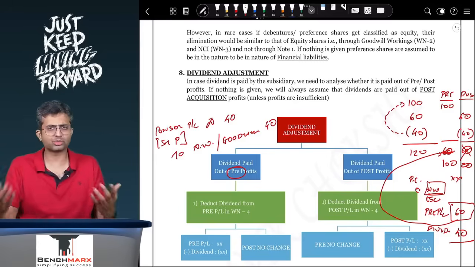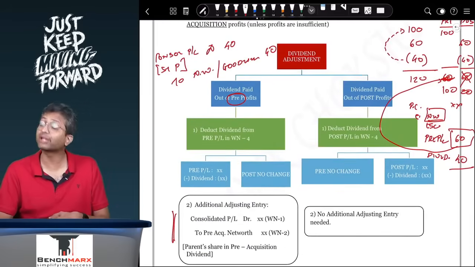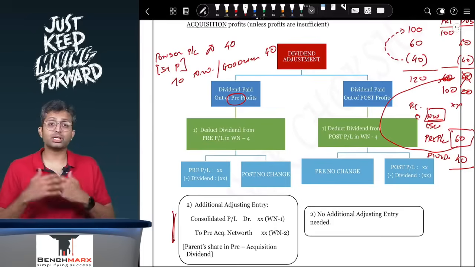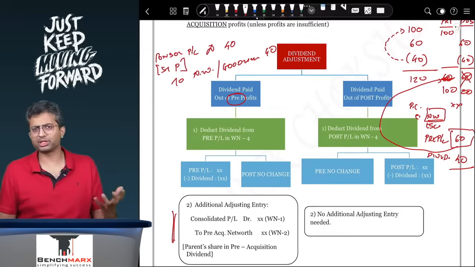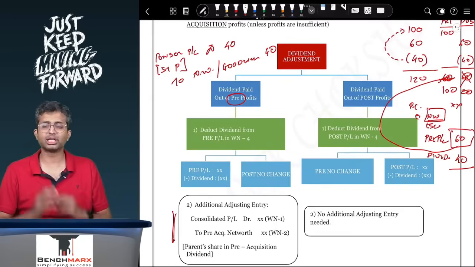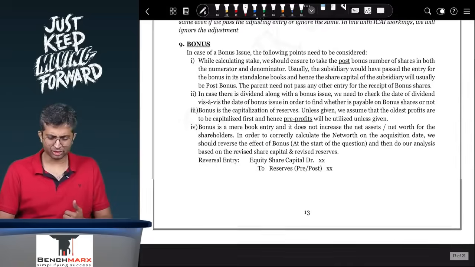You can show the adjustment in a manner which you like. We typically like passing an entry and then accordingly giving the effects. If it is out of post-acquisition profits, in my opinion, the answers will remain the same. The Institute also does not give an additional effect because they automatically self-correct. So we have given the rationale over here.